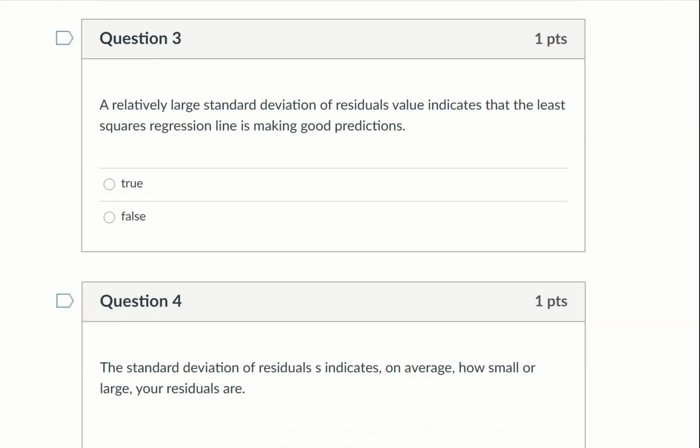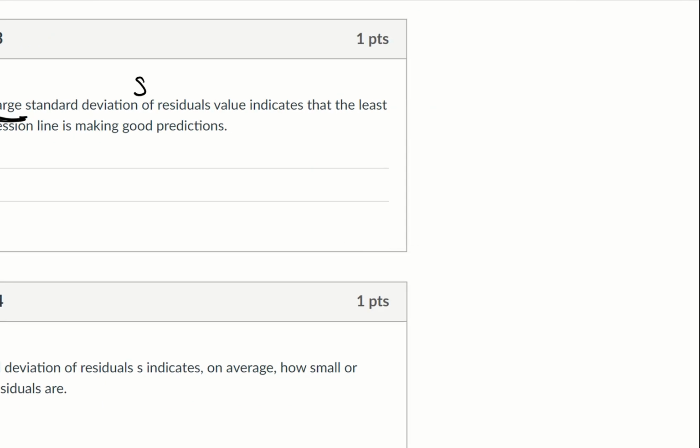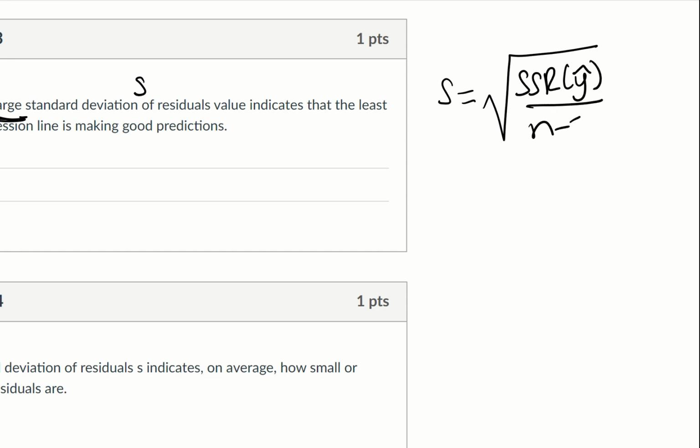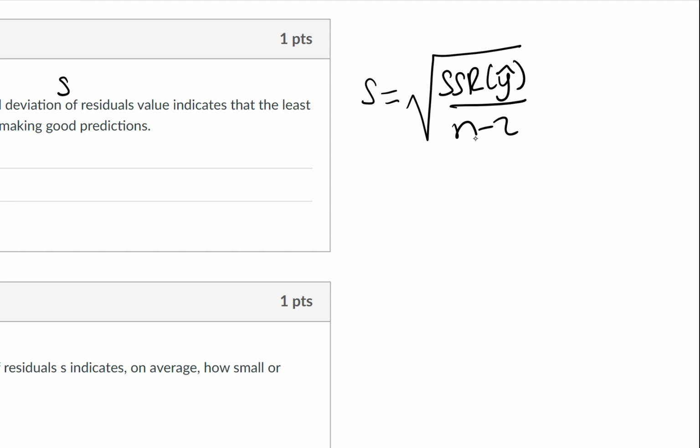All right, question 3, a relatively large standard deviation of residuals value, that's S, indicates that the least squares regression line is making good predictions. So they're saying that S is large. Let's look at the formula for S. Remember that S is the square root of the sum of the squared residuals, y minus y hat squared, divided by n minus 2. So if S is large, then that means that this is large. And if that's large, that means that the error is large, right?